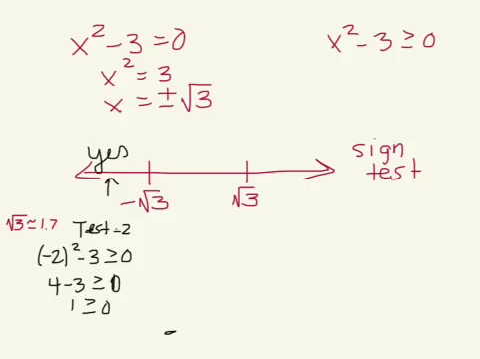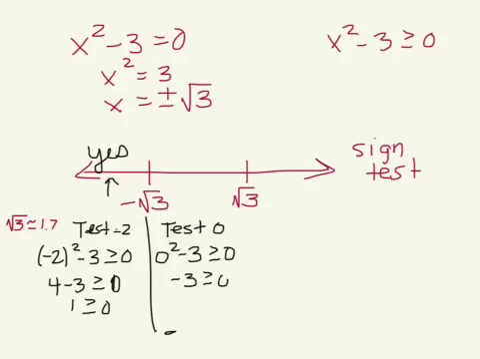So yes, everything to the left of negative square root of 3 gives you values that are greater than or equal to 0. Next, we need to test our second region in between negative square root of 3 and positive square root of 3. We can test 0. If we plug in 0, 0 squared minus 3 is greater than or equal to 0. -3 is greater than or equal to 0. That's not true. So the second section is not included.